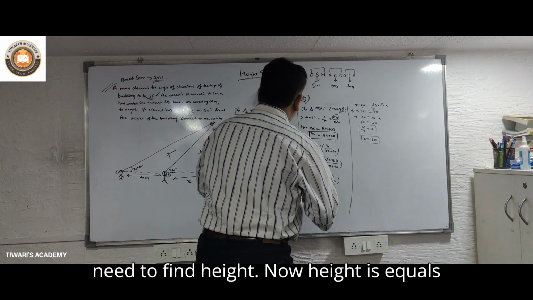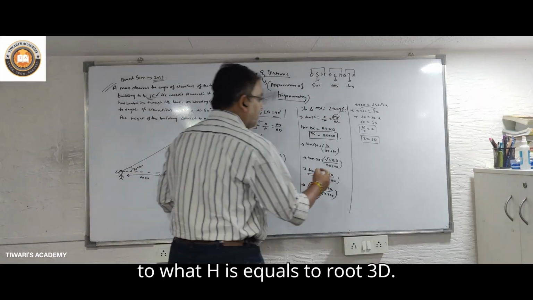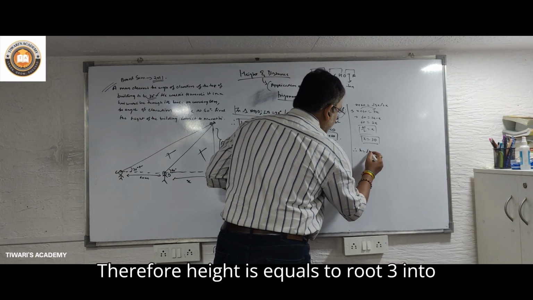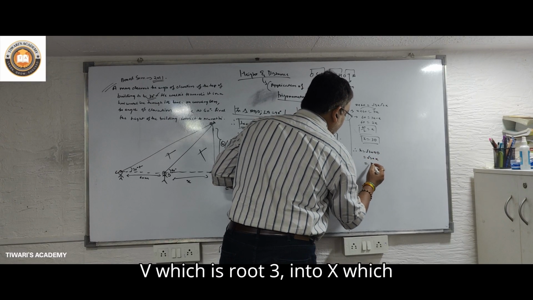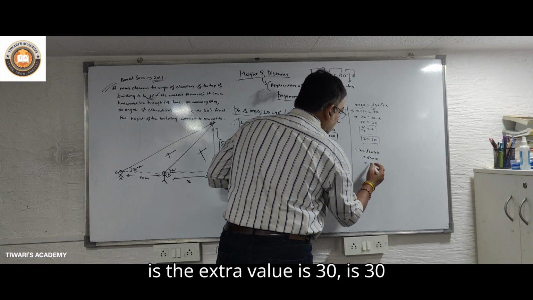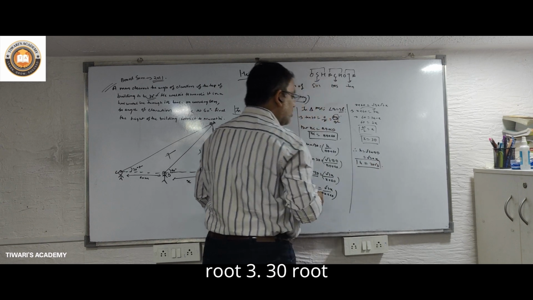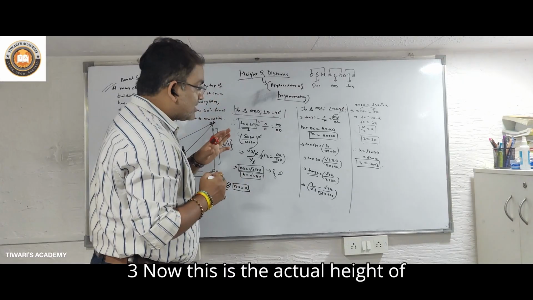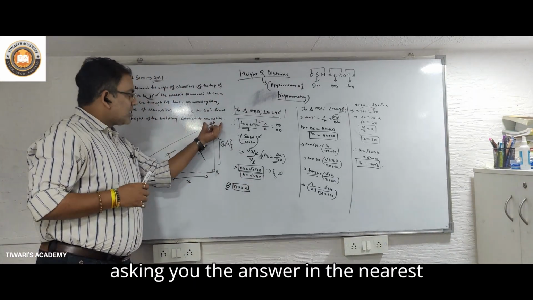Okay, now we need to find height. Now height is equal to what? H is equal to root 3 BD. So therefore height is equal to root 3 into BD, which is root 3 into x, which is, now x is 30, it is 30 root 3.